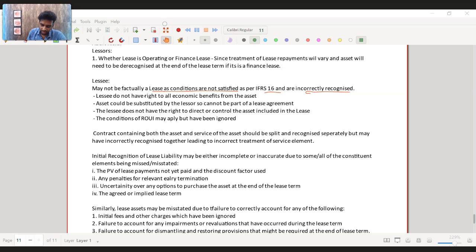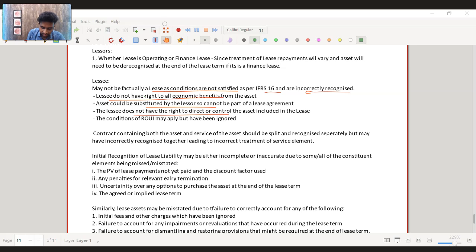But the situation would be that the contract does not allow you to show a lease because the contract specifically has certain conditions which are not met. To give you an example, lessee does not have right to all economic benefits from the asset. So definitely they cannot show it as an ROU, because an asset is something which will generate economic benefits for the lessee. Asset could be substituted by the lessor. So even then, there is no ROU. You cannot recognize an ROU. The moment you enter a contract, whatever asset you are using, that is the same asset that the lessee has to use and recognize.